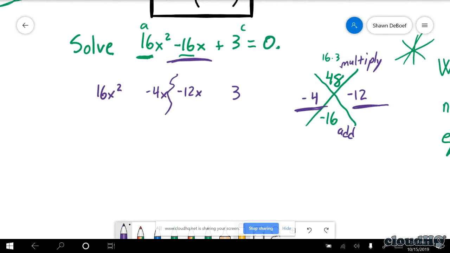Look at the left part. I can factor out a 4 and an x. When I pull 4 and x out of the first term, I'm left with a 4 and an x. And when I take the negative 4x and divide it by 4x, I'm left with minus 1.